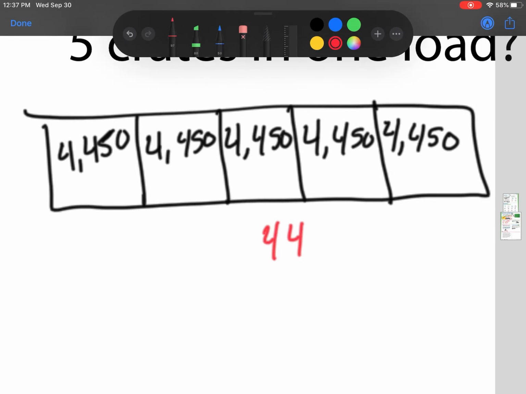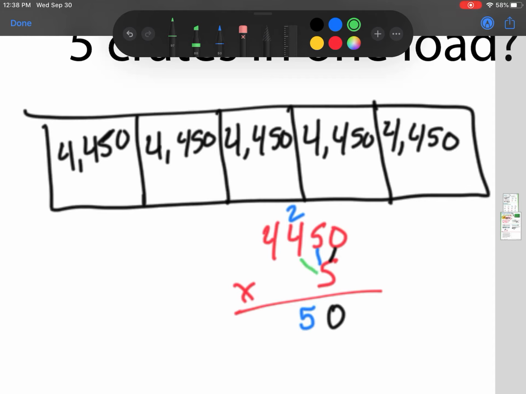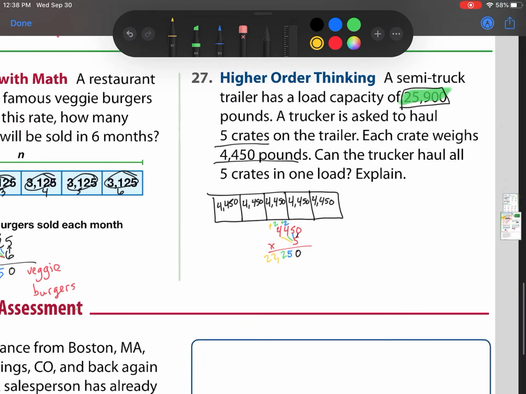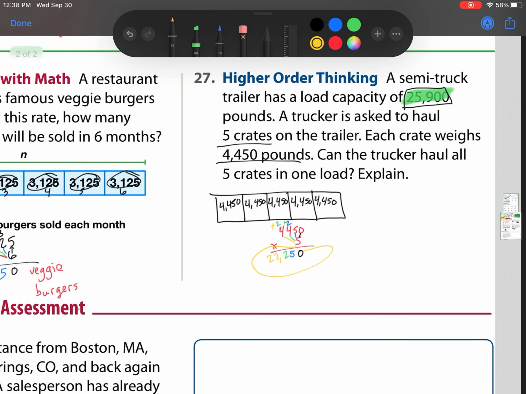We have 4,450 times 5. 5 times 0 is 0. 5 times 5 is 25, so I put that 5 down, regroup the 2. 5 times 4 is 20, plus 2 is 22, so I regroup that 2. And lastly, 5 times 4 is 20, plus 2 is 22. So that's how much those crates weigh. So is this number less than this number? It is, which means our trucker can carry them.